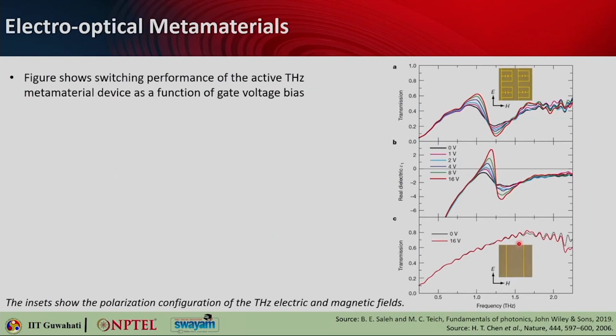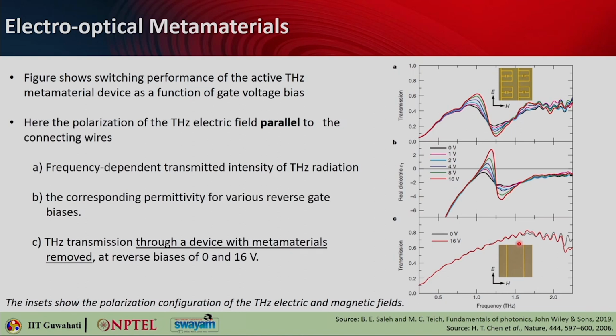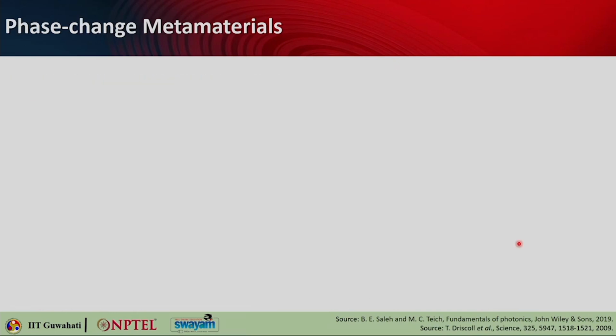So, this quickly gives us an overview that we can use electrical biasing to get charge carriers below your split gap, and you are able to change the capacitance, and that changes the resonance frequency, that changes the effective permittivity, and that is how the overall effect of this metamaterial can be tuned.